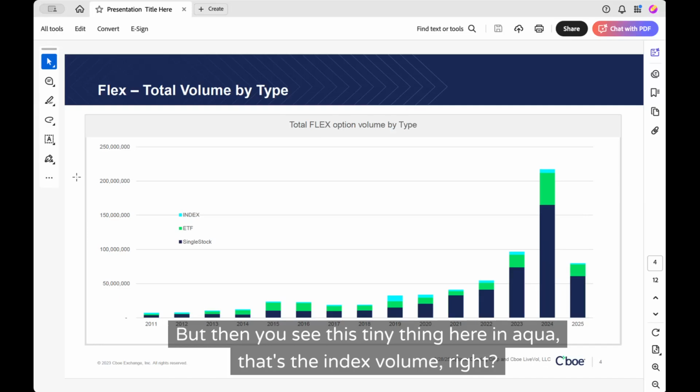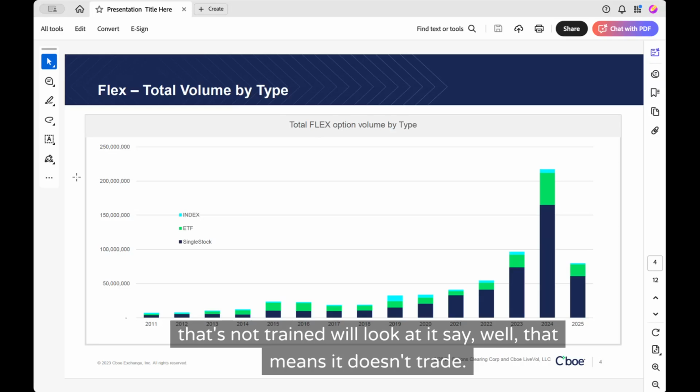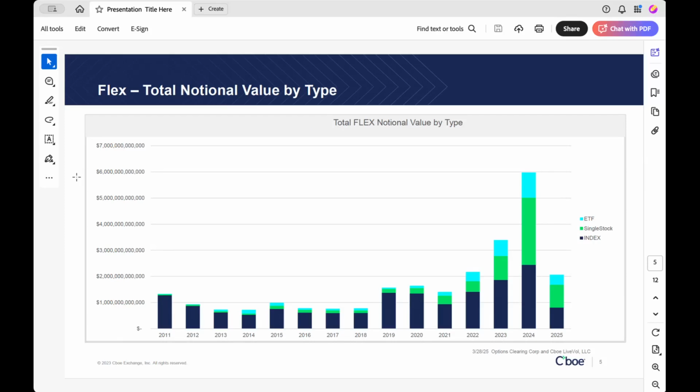But then you see this tiny thing here in aqua. That's the index volume, right? So when I first looked at this chart, I thought, that's not telling a true story, because somebody that's not trained will look at it and say, well, that means it doesn't trade. If you go to the next slide on 5, if you do it by notional, now the color scheme did change. I couldn't help that.